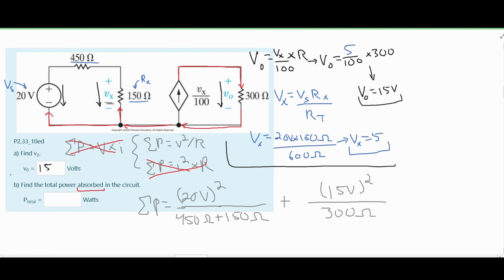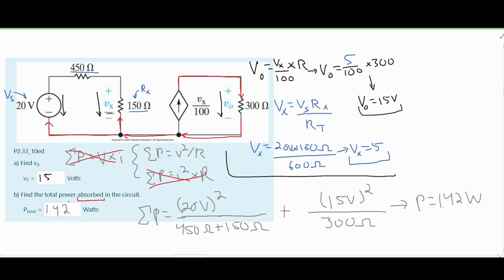If we plug this into a calculator, we are going to get the total power is equal to 1.42, and this is in watts. So our answer for part A is 15 volts, and our answer for part B is 1.42 watts. And these are the total answers for this problem, as well as the way to solve it.